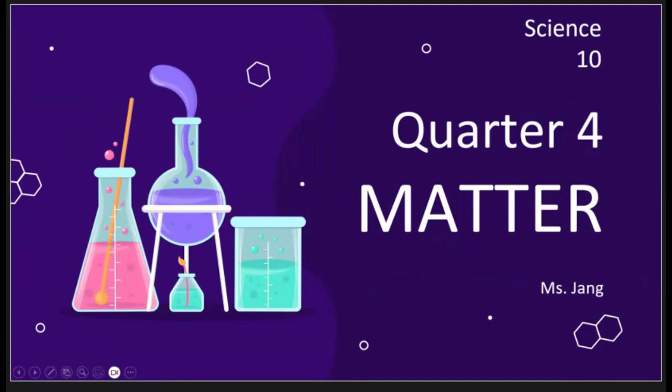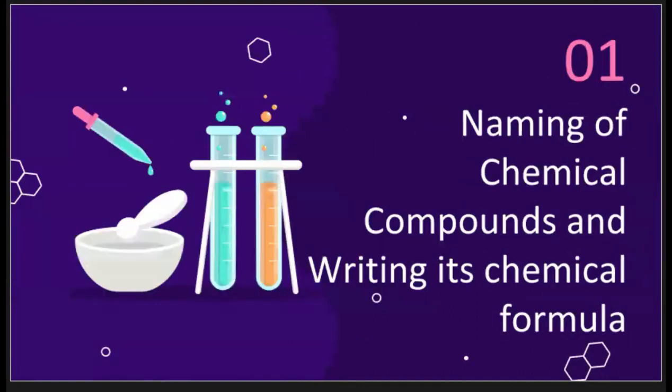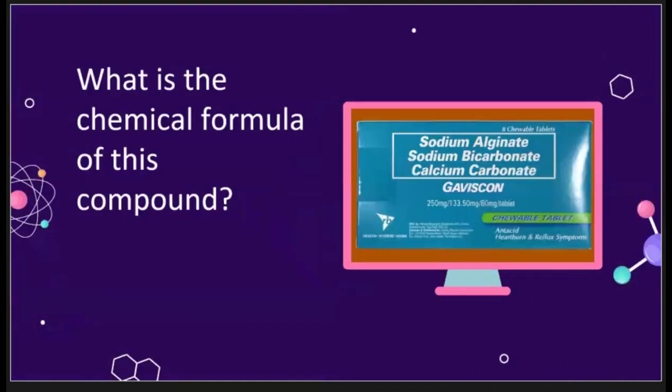So, good day, students. For our fourth quarter lesson about matter, we will discuss today the name or the way on how you will name the chemical compounds and write their chemical formulas. Have you ever seen this medicine brand? That is Gaviscon, a substance that is drunk by a person having heartburn. The components of this medicine are sodium alginate, sodium bicarbonate, and calcium carbonate.